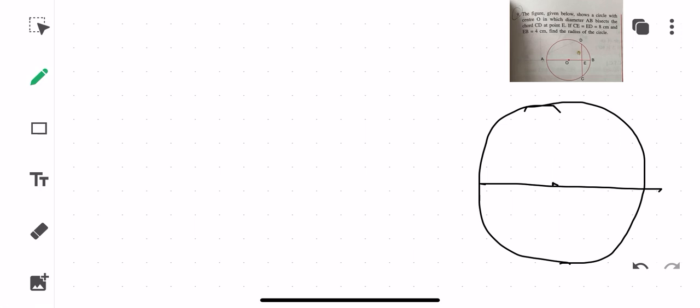So this is your diameter AB, and what is this bisecting? This is bisecting this particular chord whose name is CD. And the point of intersection of both of them is E. And the center has been marked as O, as it is always marked. The figure shows a circle with the center O in which diameter AB bisects the chord CD at a point E. If CE is equal to ED, now what you are saying is that CE is equal to ED.